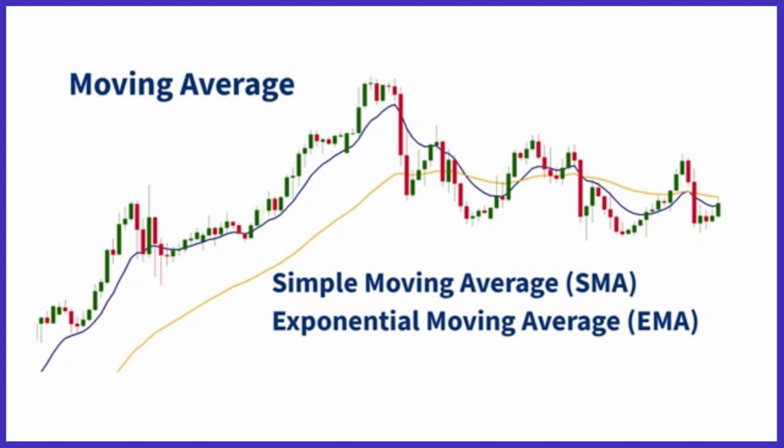Similarly, upward momentum is confirmed with a bullish crossover, which occurs when a short-term moving average crosses above a longer-term moving average. Conversely, downward momentum is confirmed with a bearish crossover, which occurs when a short-term moving average crosses below a longer-term moving average.